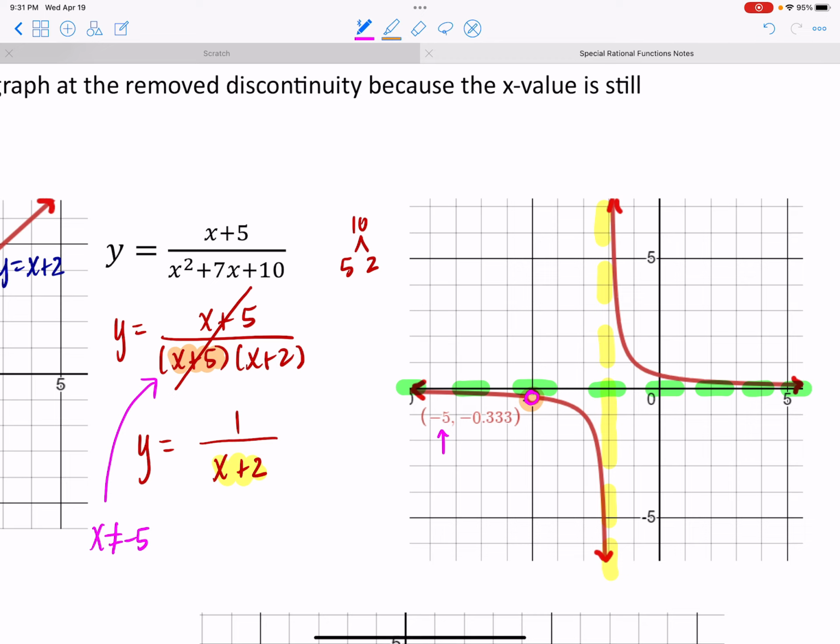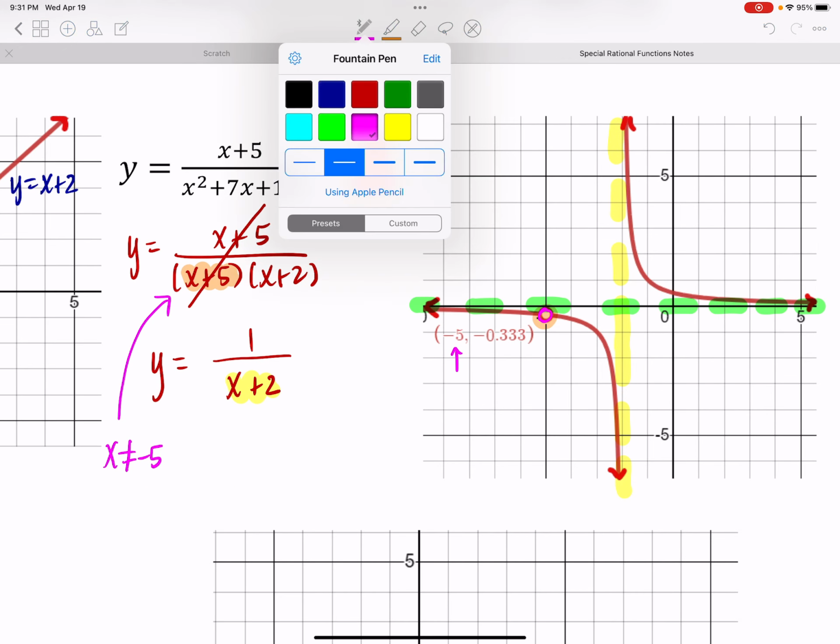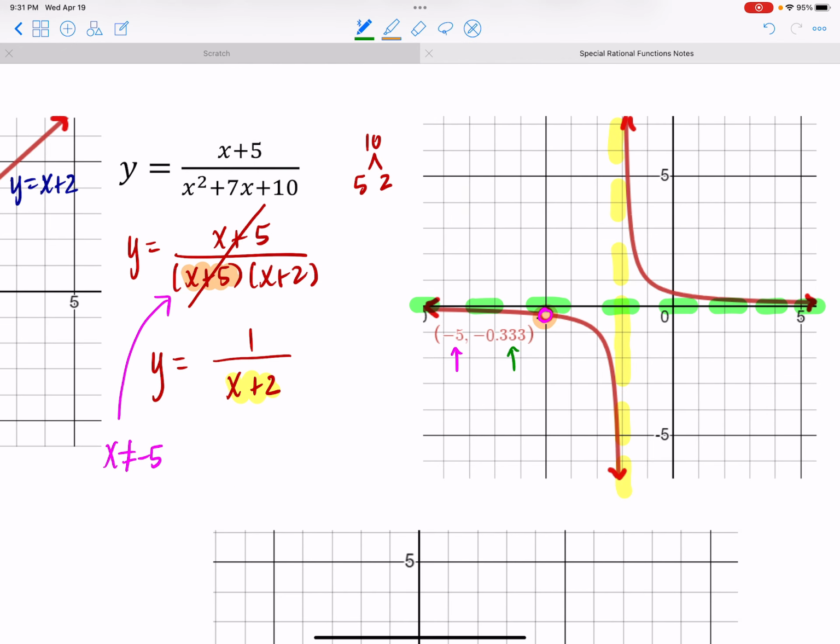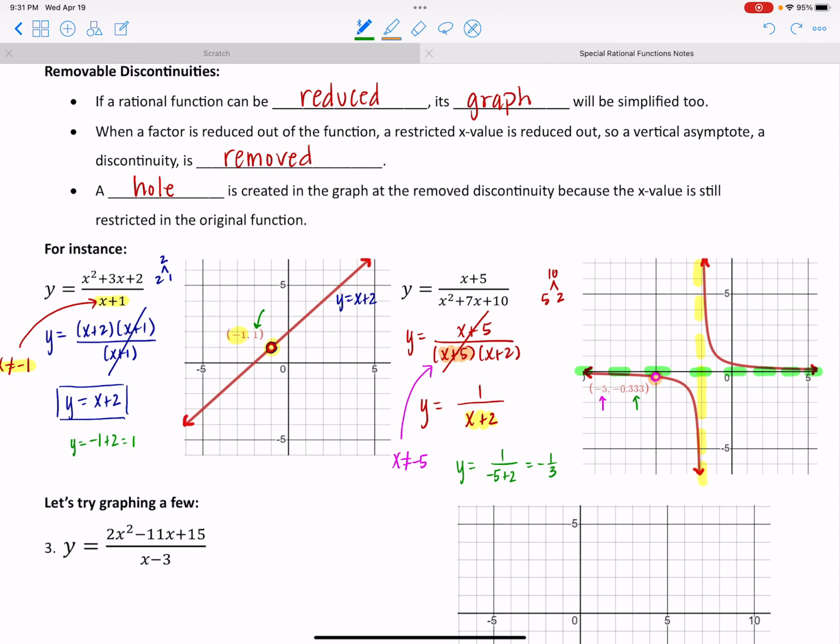All right. Now, again, this y value that corresponds with that x value, we would get by plugging into our simplified function. If I plugged into my function 1 over that restricted x value, -5 plus 2, I would get -1/3, and that's precisely what I see here, -0.3 repeating. Okay? So that's the idea. Let's try to graph a couple ourselves.